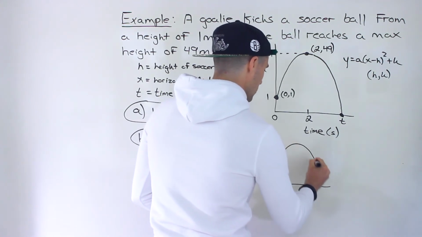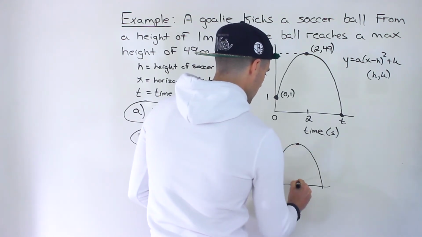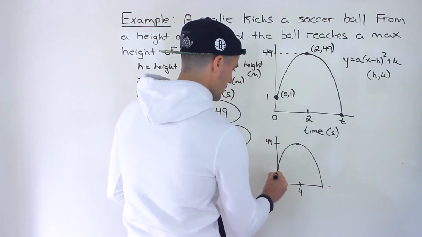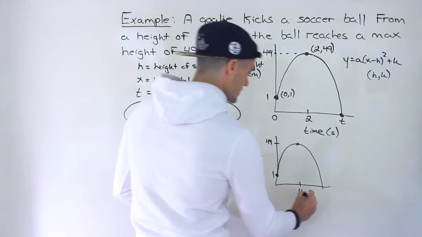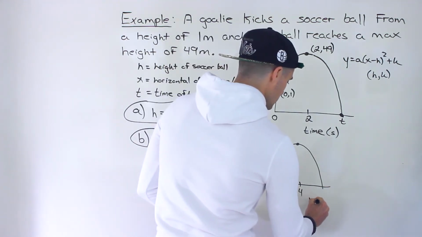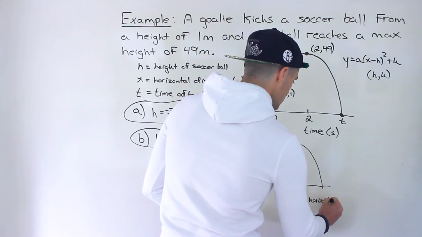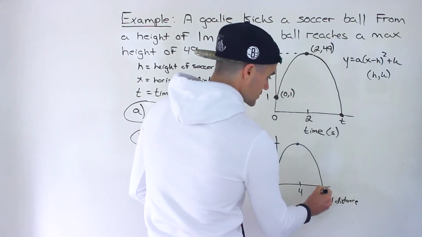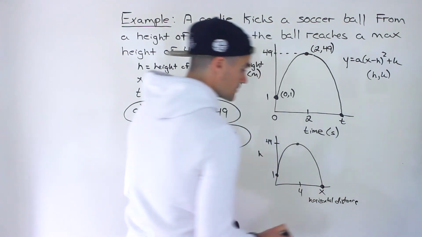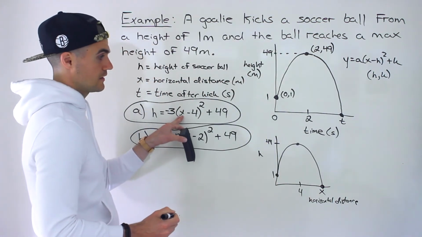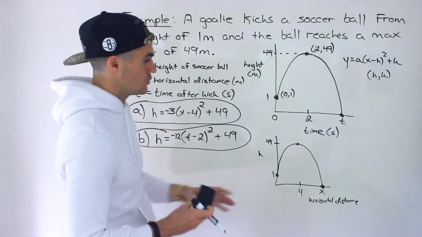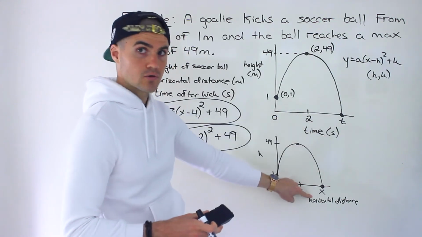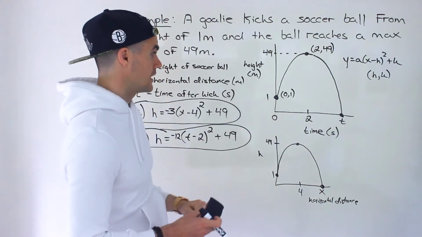Let me just draw a rough graph here. So this is still at 1 meter. So when this is height and then this is the horizontal distance, we also have to find the horizontal distance when it's hitting the ground. So we're going to be solving for that x value in this equation. Okay, so we're going to use both graphs, both equations, to solve for the time and the horizontal distance when the ball is hitting the ground.